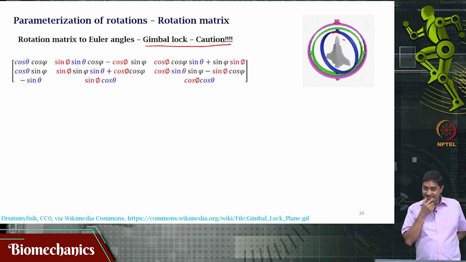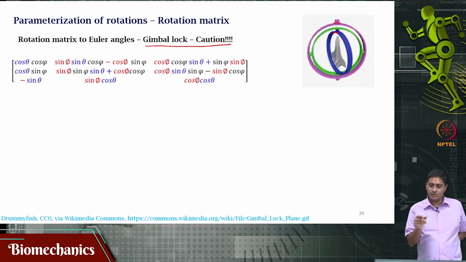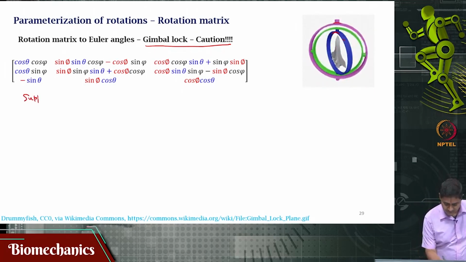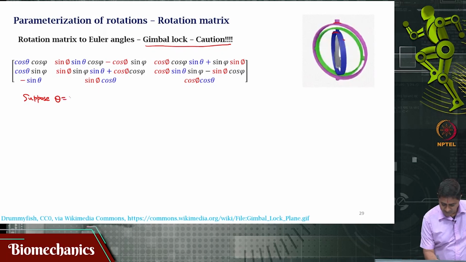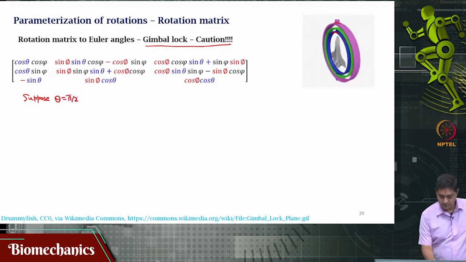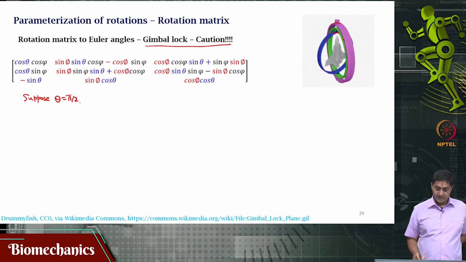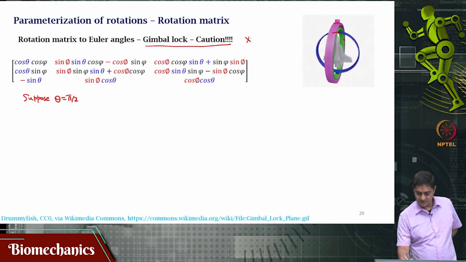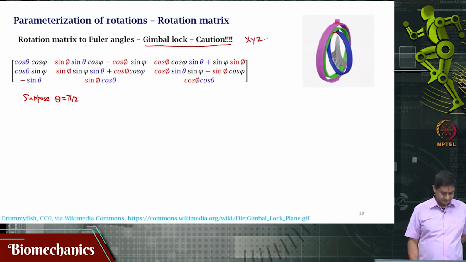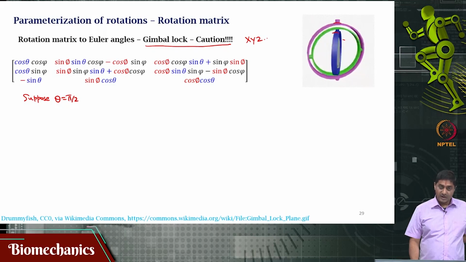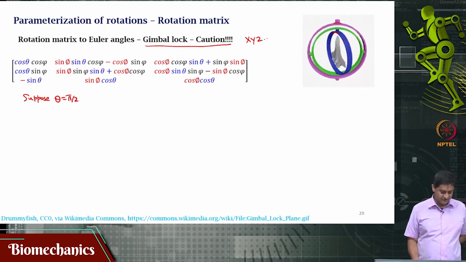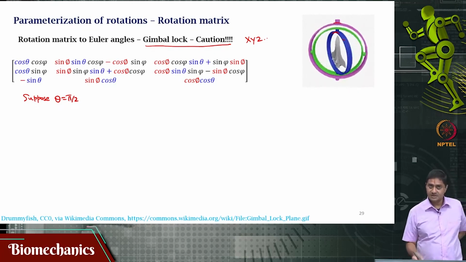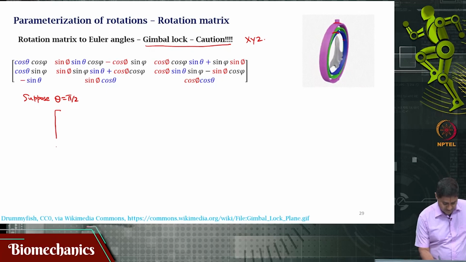Now, let us briefly discuss this gimbal lock problem for the case when theta goes to 90 degrees. Suppose theta equals 90 degrees, or pi by 2 radians, in the xyz sequence. Remember, the sequence is xyz. Then what happens to this matrix? Substitute theta equal to 90 degrees everywhere and let us rewrite this matrix. It is going to take a little bit of time, but let us do that.